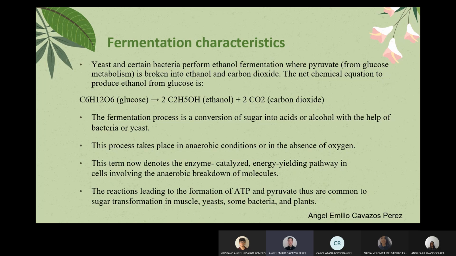The fermentation process is the conversion of sugar into acids or alcohol with the help of bacteria or yeast. This process takes place in anaerobic conditions, or in the absence of oxygen. This term now denotes the enzyme-catalyzed energy-yielding pathway in cells involving the anaerobic breakdown of molecules. The reactions leading to the formation of ATP and pyruvate are thus common to sugar transformation in muscles, yeast, some bacteria, and plants.